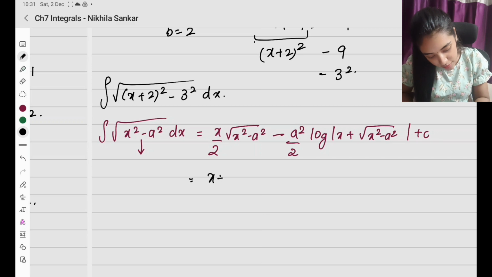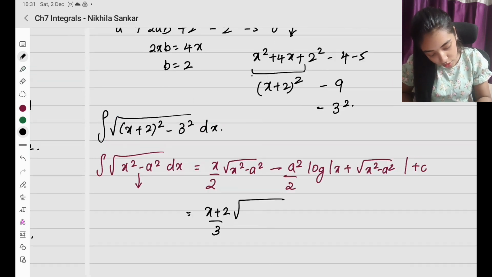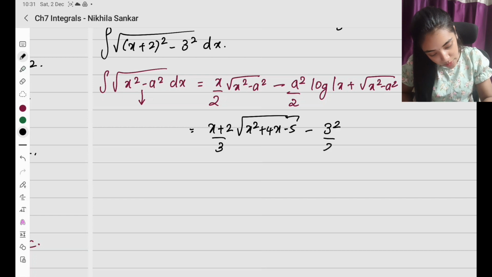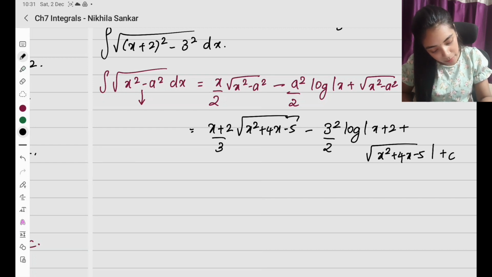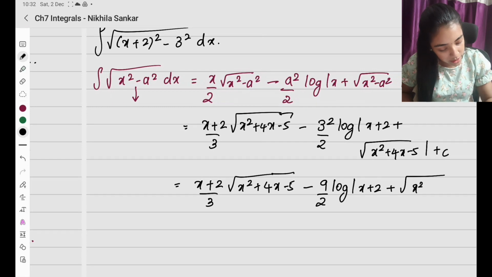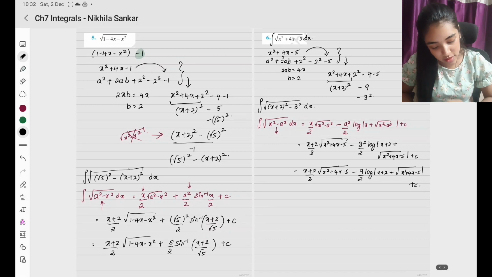So, this is going to be, when I substitute, x plus 2 by 3 square root of x square minus a square, which is the question. So, x square plus 4x minus 5, minus a square, which is 3 square, divided by 2 log mod x plus 2 plus the question itself, square root of x square plus 4x minus 5, plus c. So, the final answer is going to be x plus 2 by 3 square root of x square plus 4x minus 5 minus 9 by 2 log mod x plus 2 plus square root of x square minus 4x, sorry, plus 4x minus 5, plus c. So this is my answer. Please copy.